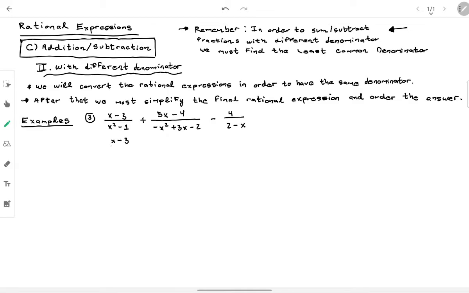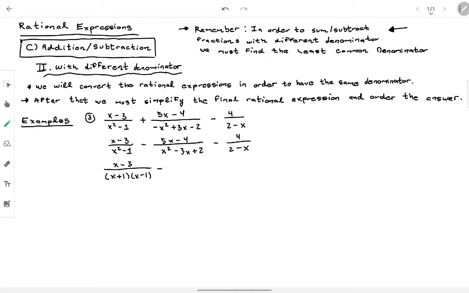x minus 3 divided by x squared minus 1, minus 5x minus 4. And of course, every term on the denominator will change sign: x squared minus 3x plus 2, minus 4 divided by 2 minus x. So let's factorize every denominator. It's going to be x minus 3. This one is a difference of squares, so it's going to be x plus 1 that multiplies x minus 1.